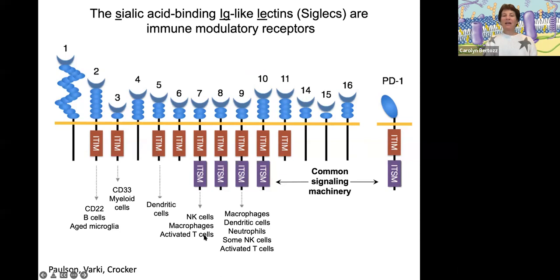So activated T cells express Siglec 7 and Siglec 9. Macrophages, including those that infiltrate tumors, express Siglec 7 and 9 and 10, as well as other Siglecs.